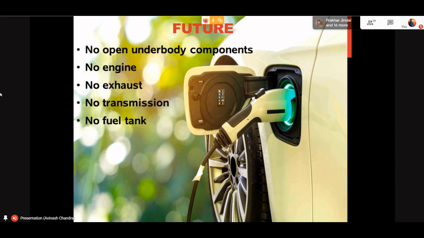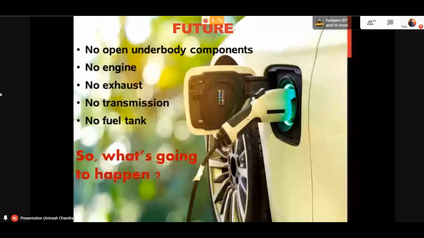So this is what we have talked about, what is happening in the industry and what regular work we do. But since we know the industry is changing dramatically and drastically, after some years maybe there will be no engines. In fact, only electric vehicles or hybrid vehicles will be there. So what is going to be our future? Basically, there won't be any underbody components. There will be no engine, no exhaust, no transmission, and no fuel tank, obviously, because if there is no engine, there is no need of a fuel tank.